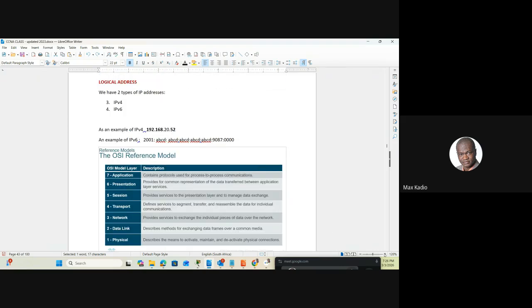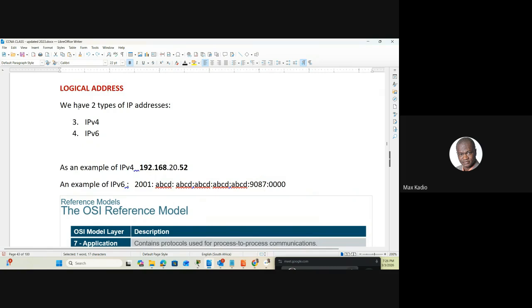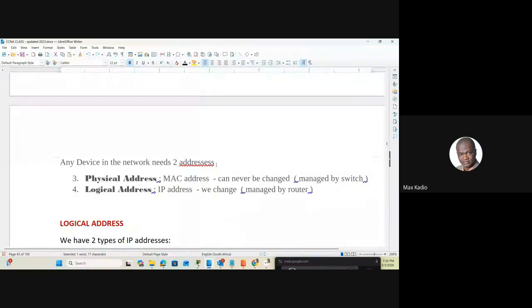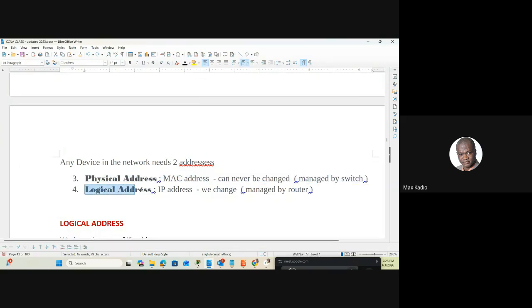So last time we did all these things, IP addresses. Any device has two addresses: a physical address, which never changes, or MAC address, managed by the switch; and a logical address or IP address, which we can change, like your cell phone number, managed by the router.